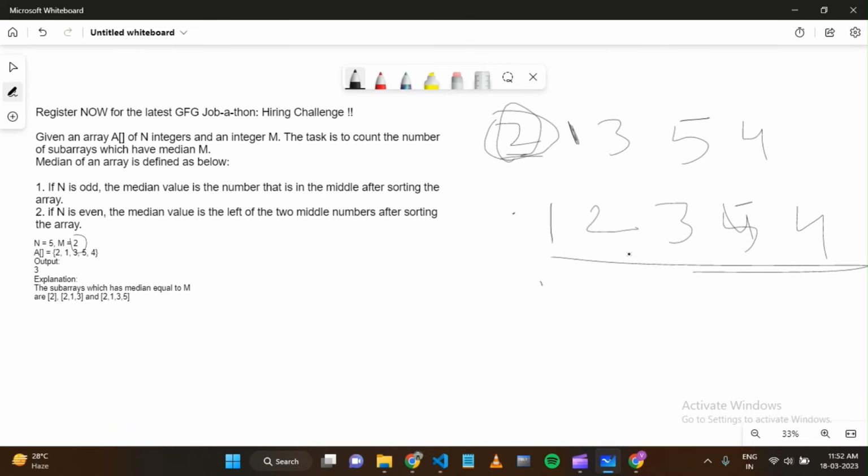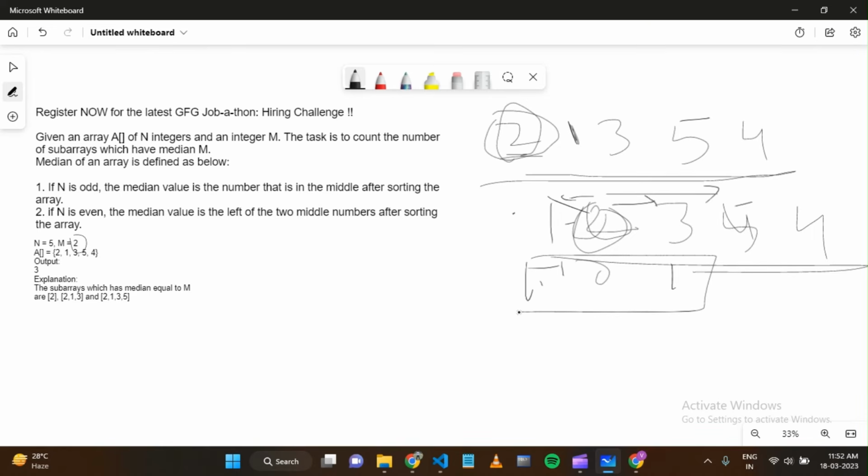So we will have this array. The numbers less than 2 will be on the left hand side, and the numbers greater than 2 will be on the right hand side. But we have this array and we cannot change it. So what we will do is mark the number lesser than 2 as -1, the number greater than 2 as 1, and the median as 0, so that we can count the prefix sum array of zeros and ones.